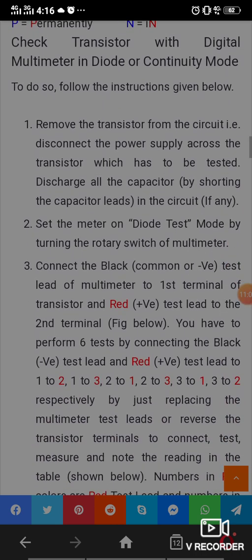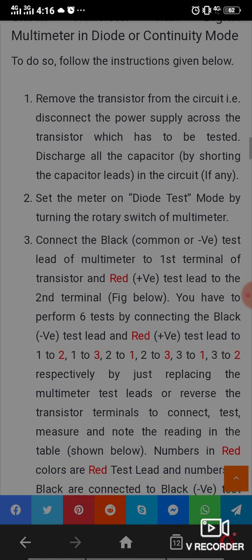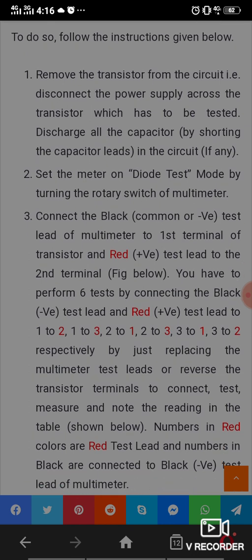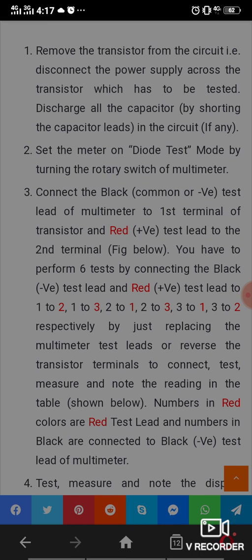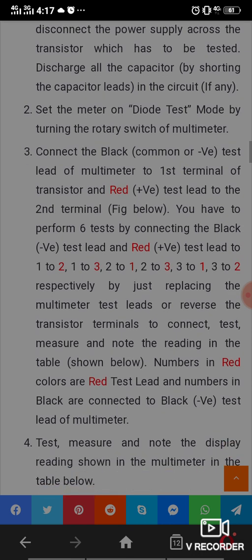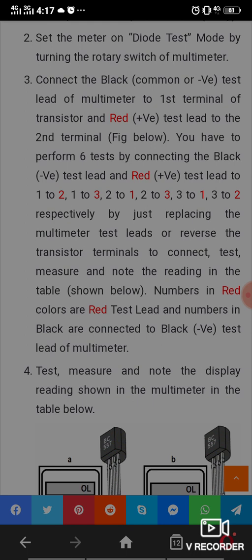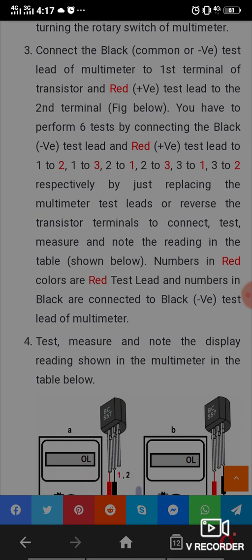Connect the black test lead of the multimeter to the first terminal of the transistor and the red test lead to the second terminal. You have to perform 6 tests by connecting the black test lead and red test lead to 1-2, 2-1, 1-3, 3-1, 2-3, 3-2 respectively. By just replacing the multimeter test leads or reversing the transistor terminals, measure and note the reading in the table. Black test lead numbers are shown in red color and red test lead numbers in black.